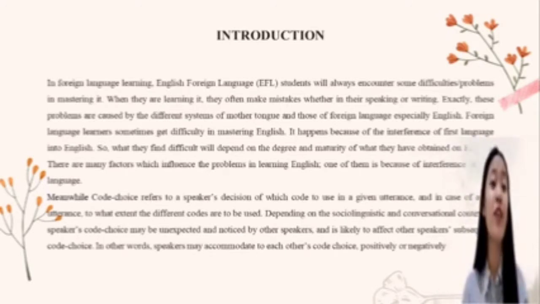Then, the second factor that makes it difficult for students to master English is code choice. Code choice refers to a speaker's decision of which code to use in a given utterance, and in the case of code-switching utterances, to what extent different codes are to be used. Depending on the sociolinguistic and conventional context, a speaker's code choice may be unexpected to other speakers, and is likely to evoke other speakers' subsequent code choice. Or, in other words, a speaker might accommodate to another's code choice positively or negatively.